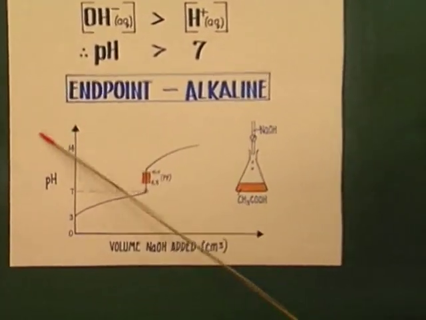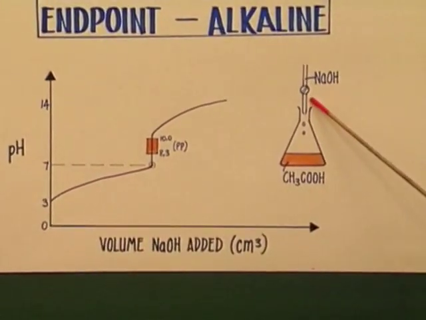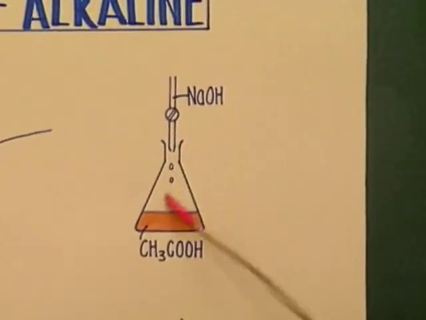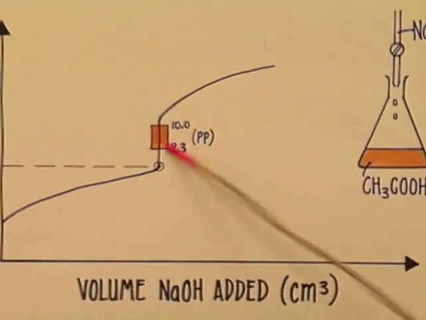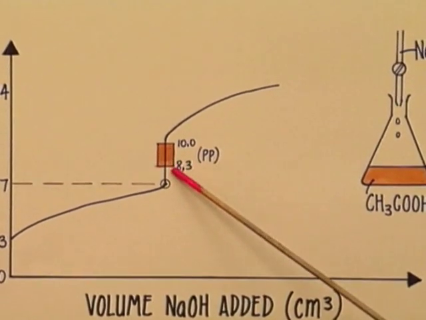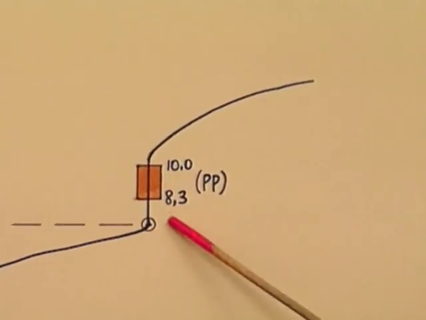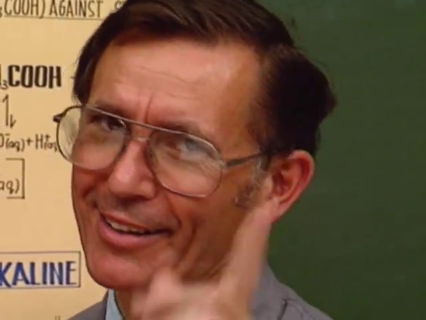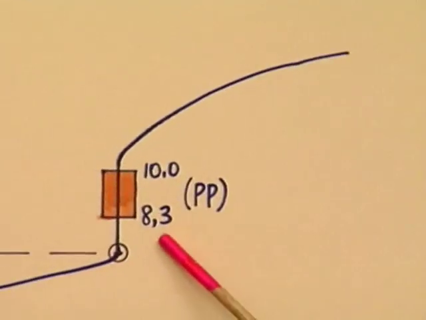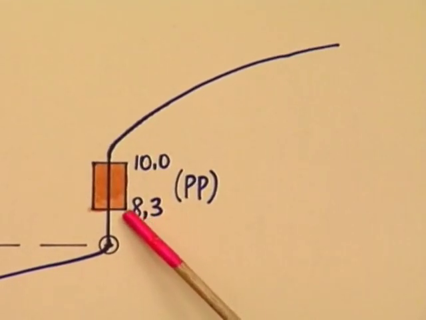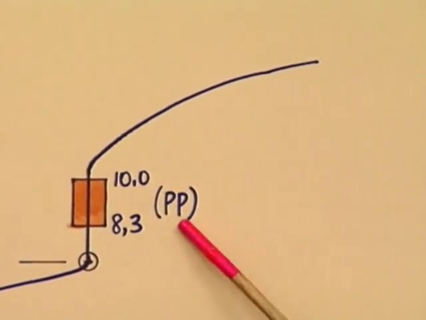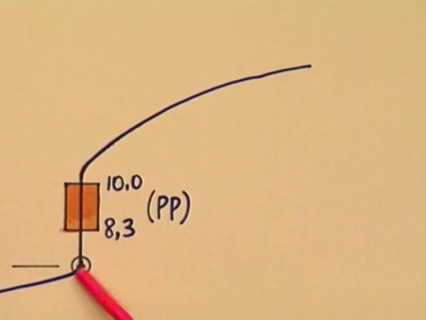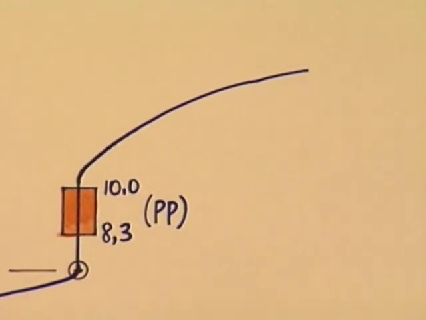This is the titration curve of a strong alkali like caustic soda against the weak acid, acetic acid. We see that the end point, that's the vertical part of the graph, doesn't correspond to the neutral point any longer. And to avoid an end point error, we must use an indicator changing color in the pH range from about 8,3 to 10, like phenolphthalein, corresponding to the vertical part of the titration curve.